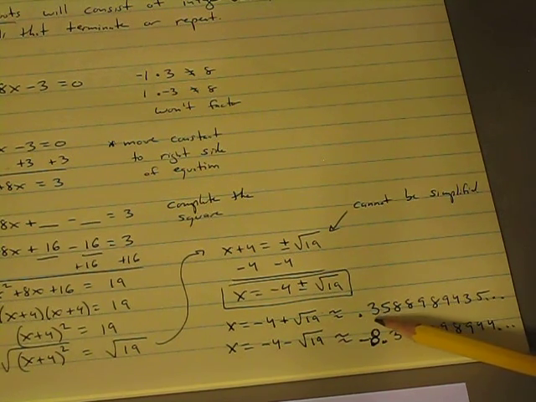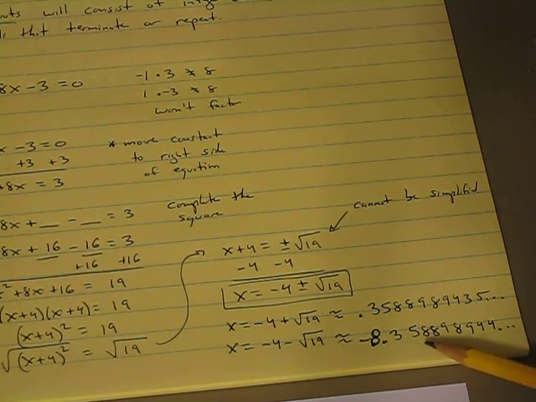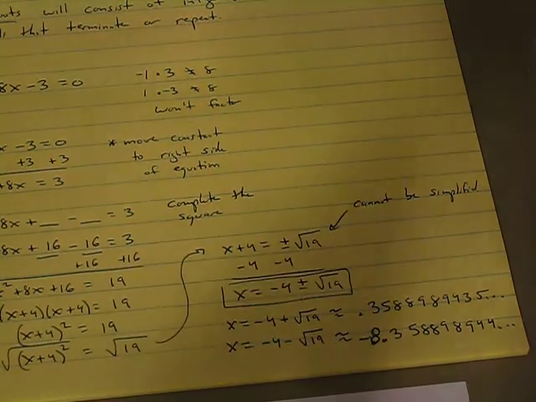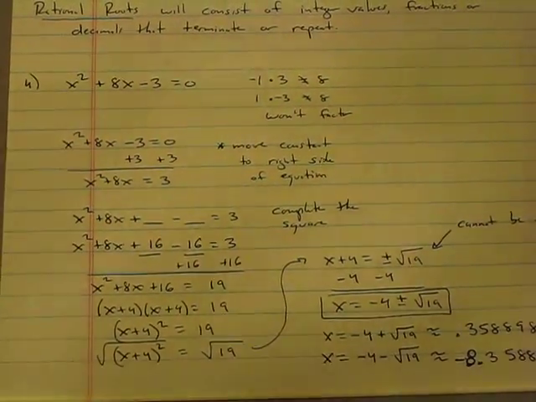So about 0.358 and negative 8.358. Approximately speaking there. Now, a way to check this if you wanted to on your calculator, let me just get this set up.